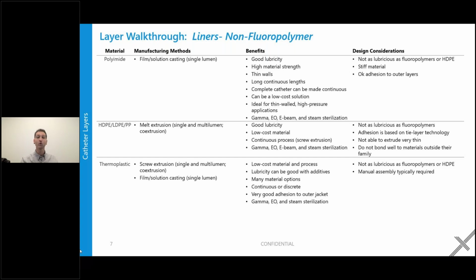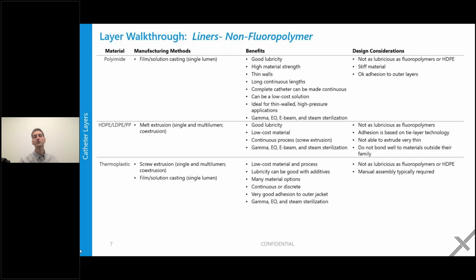They're melt processable, they're gamma and e-beam sterilizable, they're screw extruded, so they can be done in high volume and long continuous runs. Again, the material's very cheap. It's not as lubricious as fluoropolymers, but it's very lubricious. It's also quite inert, very chemical resistant.